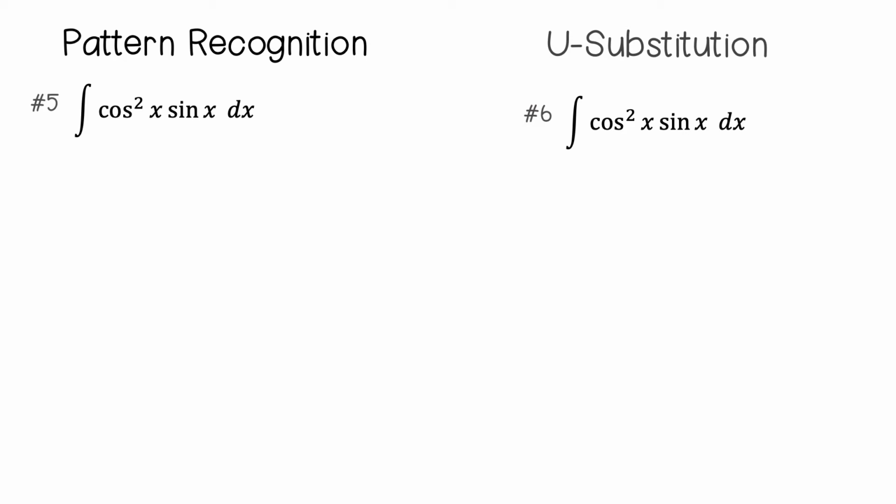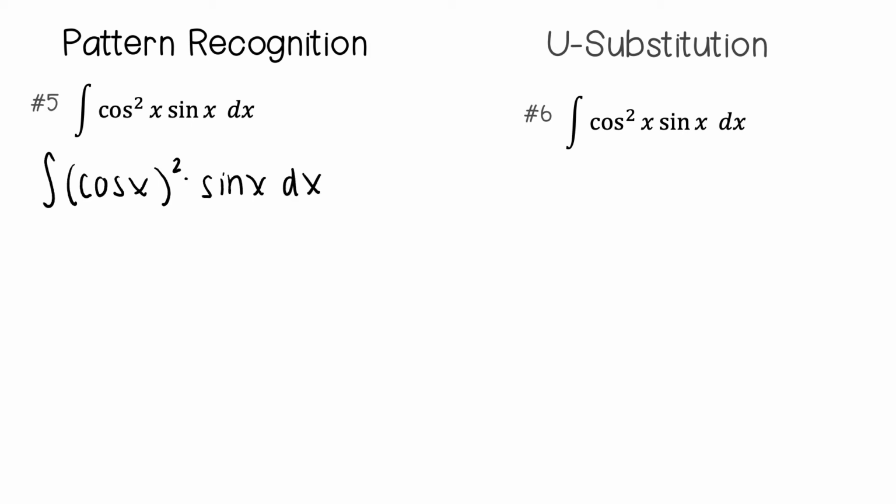So let's take a problem and let's do it actually both ways. Let's do it using pattern recognition, and then let's do it again using u substitution and see which one is a little bit easier. So the problem we're going to be integrating here is cosine squared of x times sine of x dx. Now for both of these, before I even get started, I'm going to rewrite this as cosine of x squared times sine of x dx.